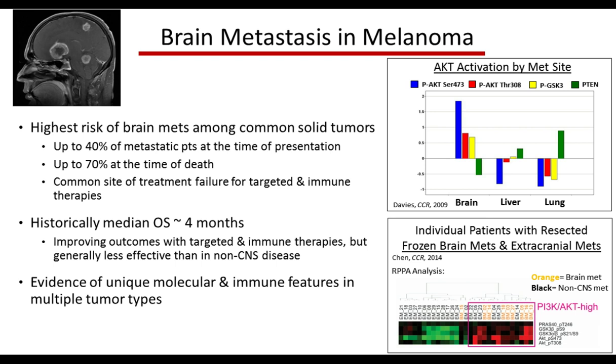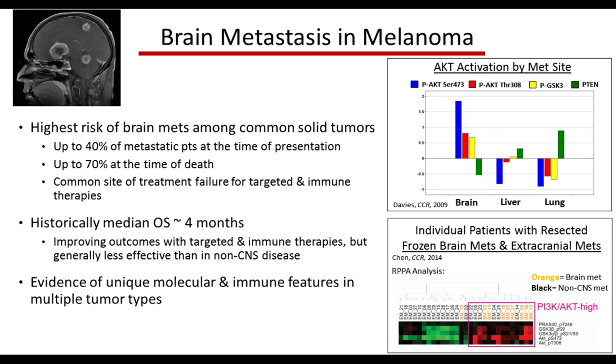And indeed, the brain is a common initial site of relapse for both targeted and immune therapies. And while historically much of the challenge of brain metastases has been attributed to the difficulty of penetrating the blood-brain barrier, there really is very strong evidence now that brain metastases significantly disrupt the blood-brain barrier and that there's significant leakage of drugs into that space.